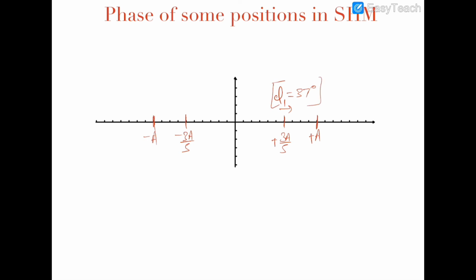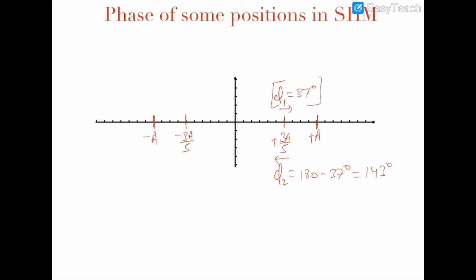And when this particle has completed this half cycle, the phase has changed by pi. But if this particle is only at 3 by 5, but it is moving in the backward direction, then the phase of this position the second time would be pi, which is 180, minus 37 degree, because it has fallen short by a phase of 37 degree. So pi is 180 degree minus 37 degree. So this is, I guess, 143 degree.